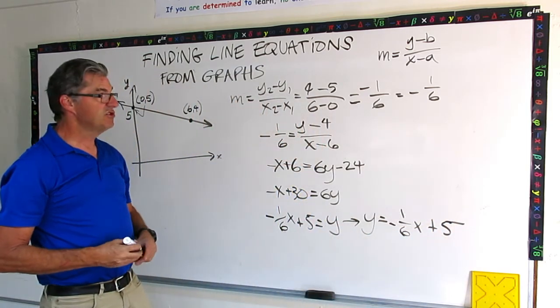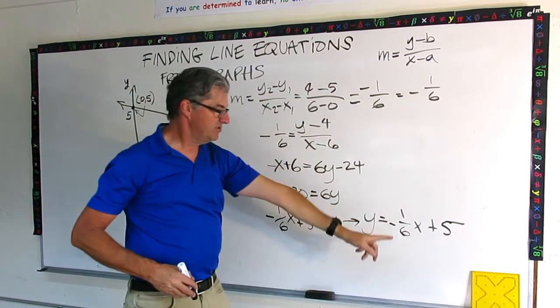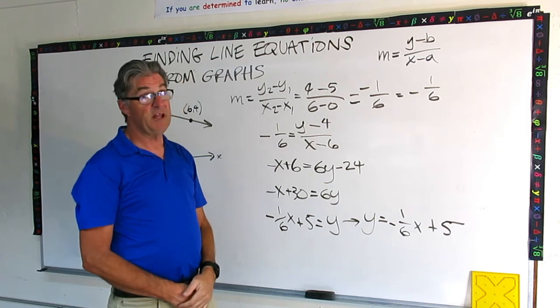And again, let's do our little check. Our slope from up here was negative 1/6. That should show up right here in the slope position in our slope-intercept form for our line equation.